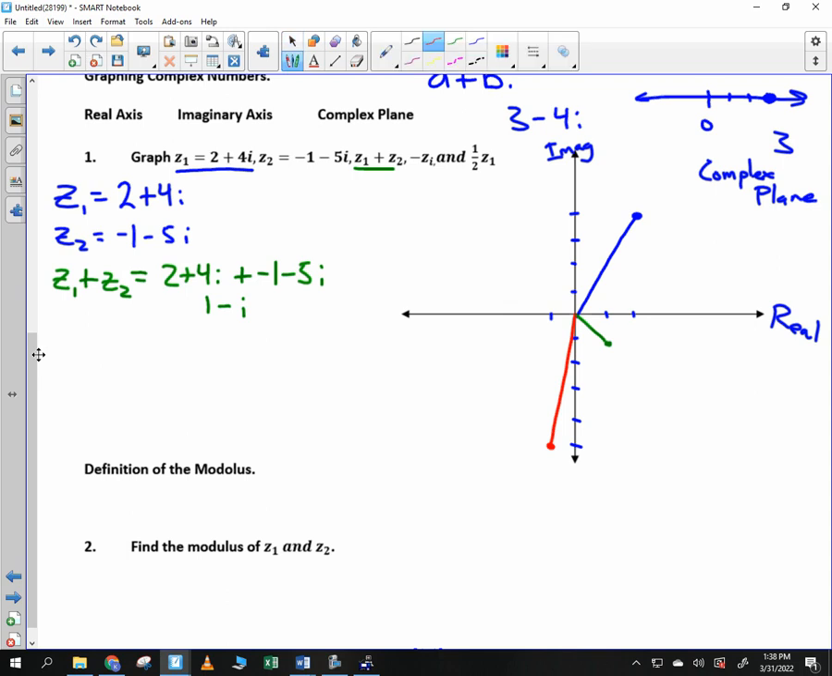The next one says negative z sub 1. Anybody have an idea how I come up with negative z sub 1? Distributing the negative, I get negative 2 minus 4i. So I'm going to go back 2, and I will go down 4.